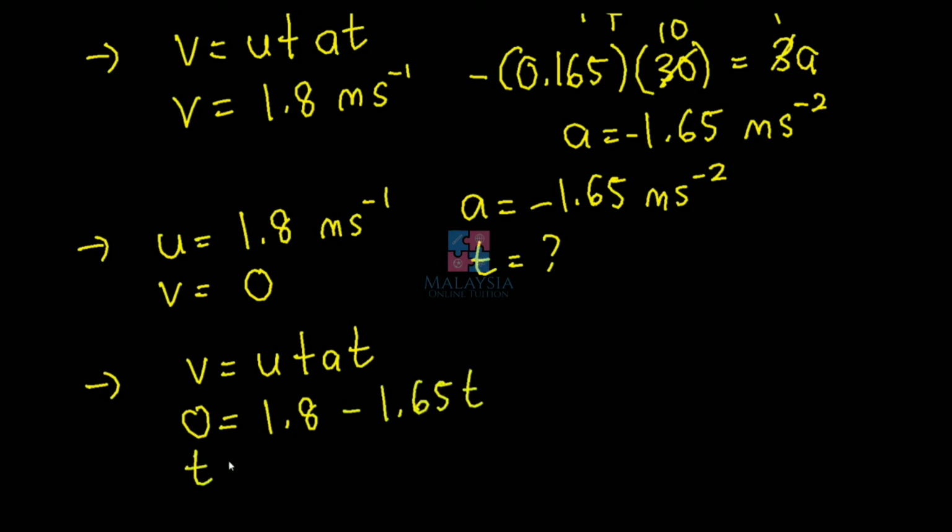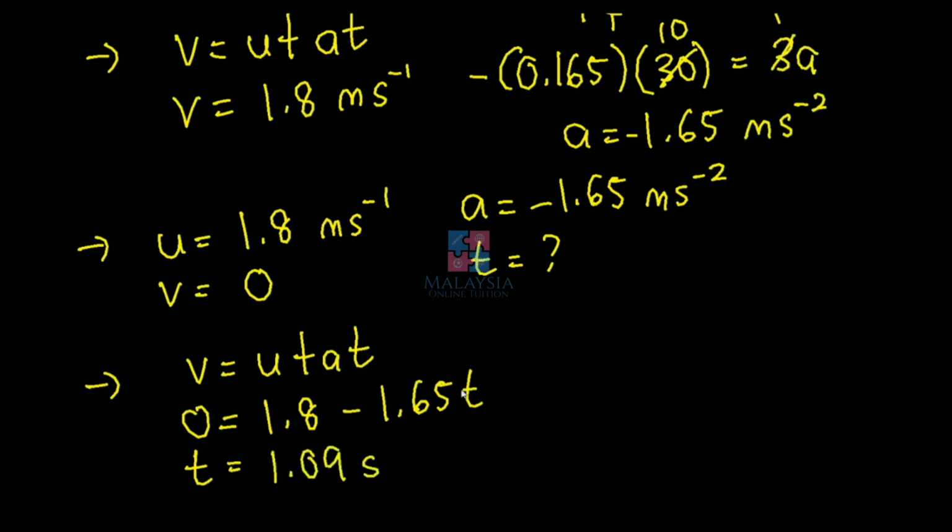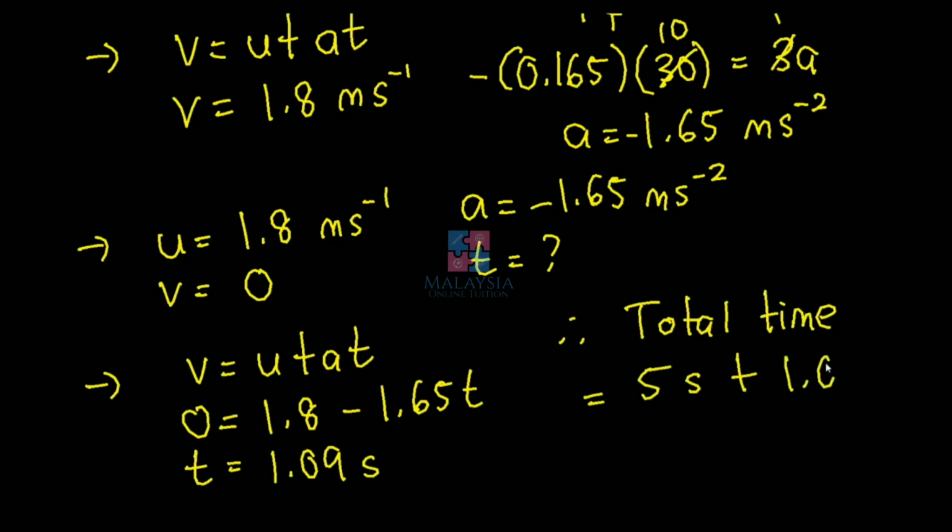So 0 equals 1.8 minus 1.65T. Cutting things short, T will be equal to 1.8 divided by 1.65, we will get 1.09 seconds. So finally, total time will be equal to 5 seconds plus 1.09 seconds. This 5 seconds is for the block to move 4.5 meters, and then 1.09 seconds will be the time taken for the block to decelerate until rest. So the final answer will be 6.09 seconds.